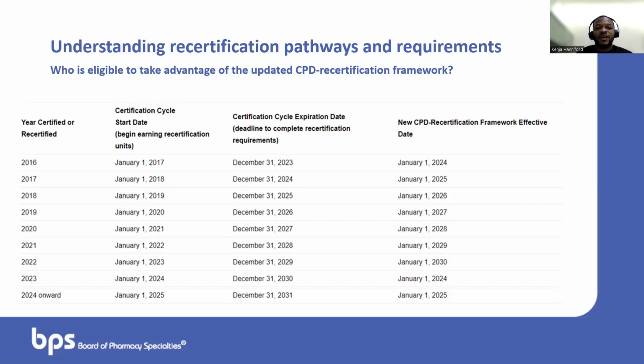Understanding recertification pathways and requirements. The first cohort of board-certified pharmacists eligible to take advantage of the updated recertification framework, including CPD, are board-certified pharmacists starting a new certification cycle in 2024. This includes pharmacists newly certified in 2023 and board-certified pharmacists who have successfully recertified in 2023. The framework will be applied to each pharmacist starting a new 7-year certification cycle, newly certified and recertified pharmacists, until applicable to all board-certified pharmacists.